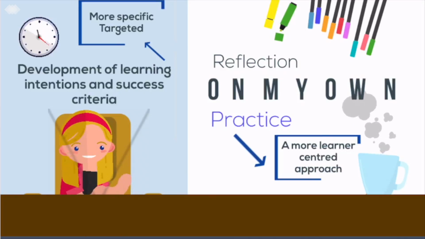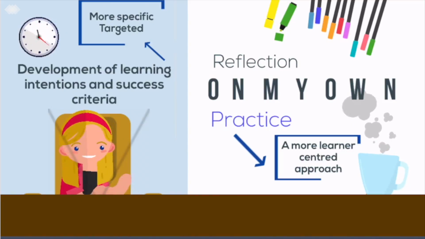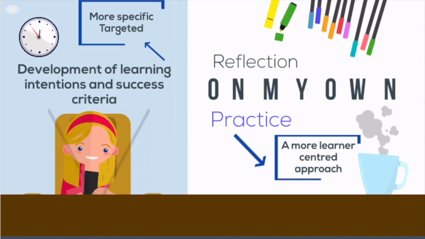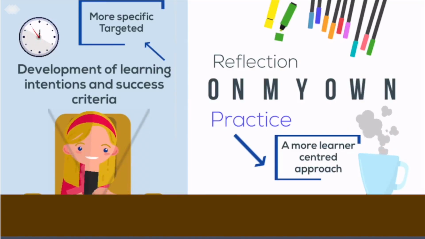Another way that I believe that I could improve this lesson and my overall teaching practice is the development of my learning intentions and success criteria. Speaking with my tertiary supervisor, it was brought to my attention that my learning intentions and success criteria could be more targeted and specific in order to have measurable ways to see students' development and success during the lesson.